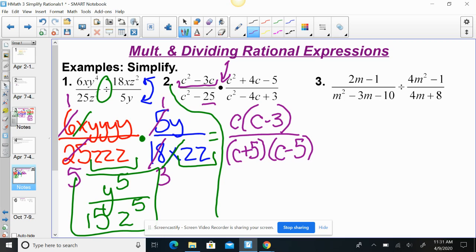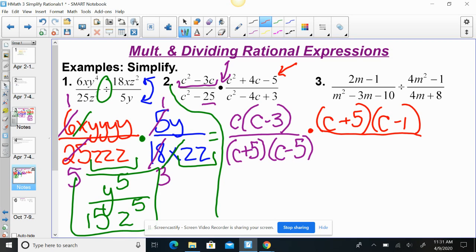This is multiplication, so I don't have to worry about flipping that second one or changing division to multiplication. So when I factor this top one, I want to multiply to be -5 and add to be 4. So I'm going to use +5 and -1, because those multiply to be -5 and add to be 4. And then my denominator over here, multiply to be +3, add to be -4, would be -3 and -1.